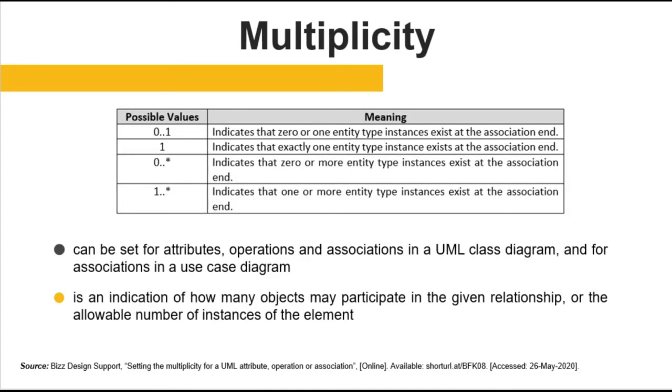Multiplicity. Multiplicity can be set for attributes, operations, and associations in a UML class diagram and for associations in a use case diagram. The multiplicity is an indication of how many objects may participate in the given relationship or the allowable number of instances of the element. So just like in association in our previous lesson, multiplicity is also applicable in class aggregation. So the same treatment will be used.